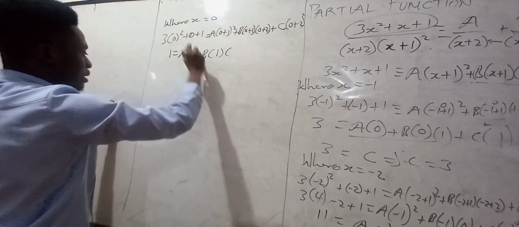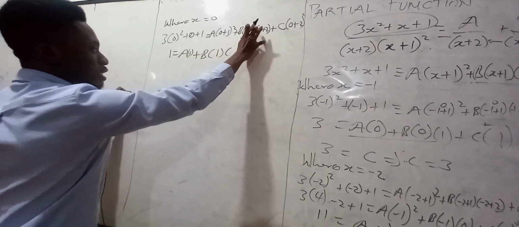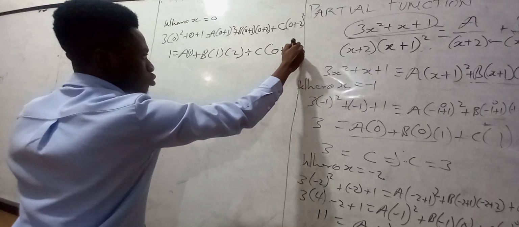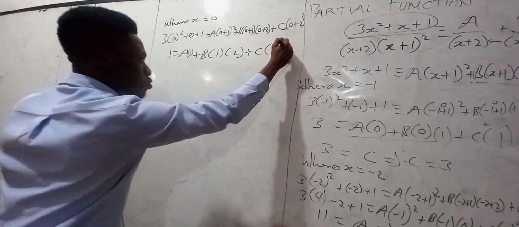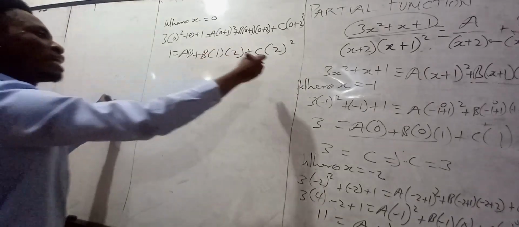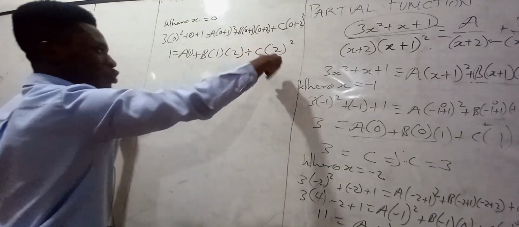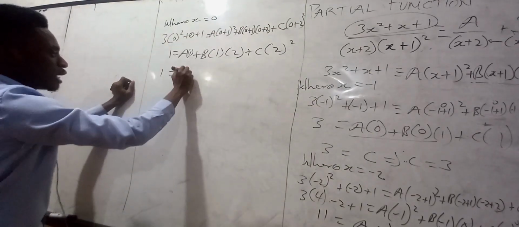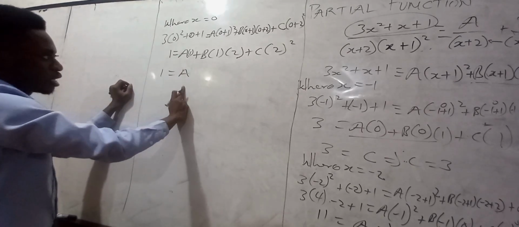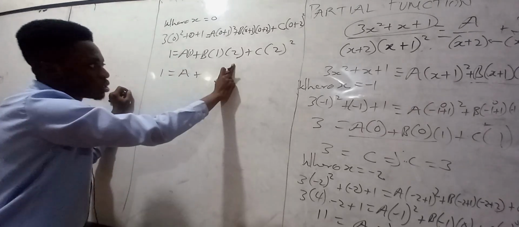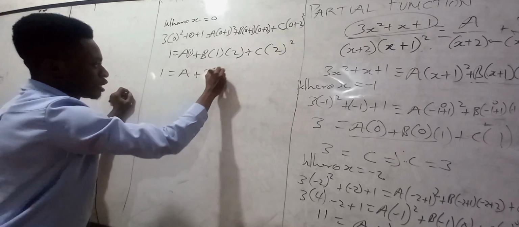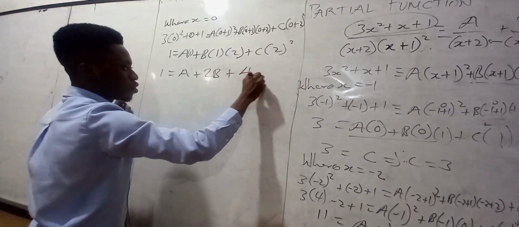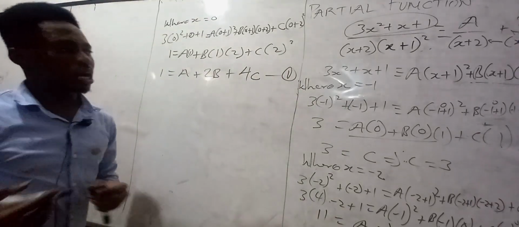So let me maintain it this way, otherwise someone will be confused. So 0 plus 2 is 2, but since it is squared, you multiply it by 2, because 2 squared is 2 times itself. So 2 times 2, which is 4. So here we get 1 being equal to A, because A times 1 is A, plus 1 times 2 is 2 times B is 2B plus 2 squared, which is 4. 4 times C will give you 4C. So this is the first equation we have.